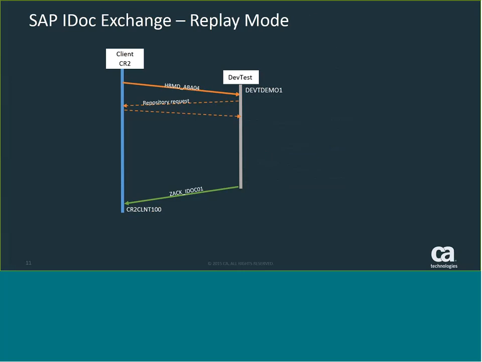In replay mode, once we have the virtual service for SAP up and running, the SAP client CR2 again sends the IDoc request, this time to our virtual service. The virtual service behaves like the VSE recorder and retrieves the complete IDoc information from the metadata repository. It locates the correct response in the virtual service image and returns the response to the SAP client again.